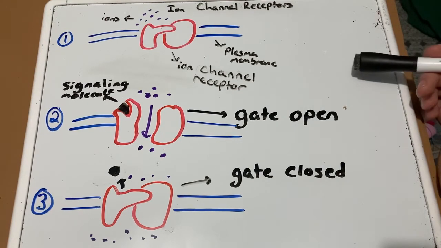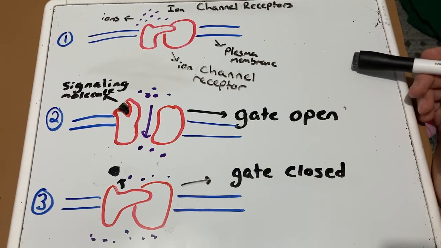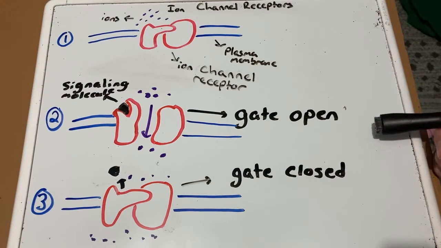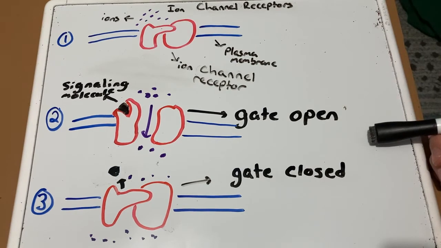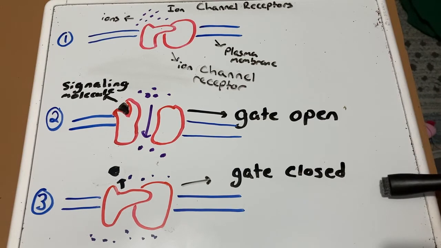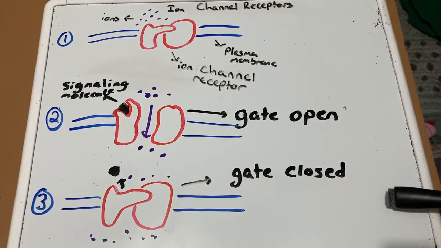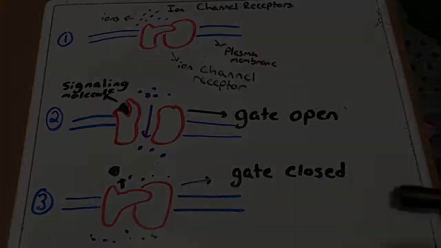So, let's take a look at this diagram. In the first picture, we have the gated ion channel, which is currently closed and will remain this way until a signaling molecule binds to it. In the next step, when the signaling molecule binds to the receptor, the gate opens, allowing ions to flow through the channel, which will change the concentration gradient along the cell membrane. This change can affect the cell's activity. And lastly, when the signaling molecule dissociates from the receptor, as seen here, the gate closes and no more ions can enter the cell. Some gated ion channels are controlled by electrical signals instead of ligands.